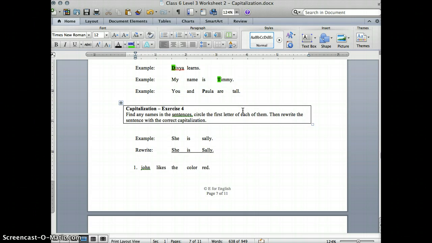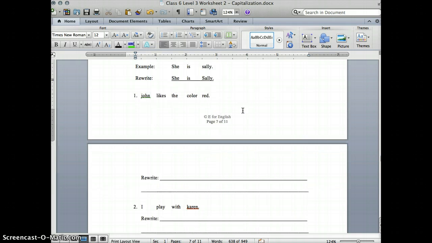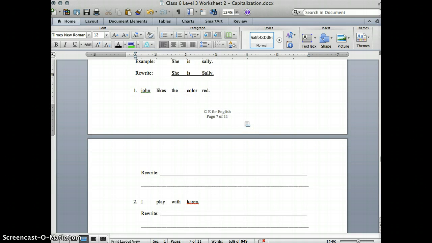Okay, so let's try exercise 4. We have to find any names in the sentences and then circle the first letter of each of those names. Then we have to rewrite the sentence. So in number 1, what is the name? John likes the color red. Shout out the name in this sentence. John, exactly. So I'll go ahead and bold that. But now let's look at the first letter of John's name. What is the first letter of his name?